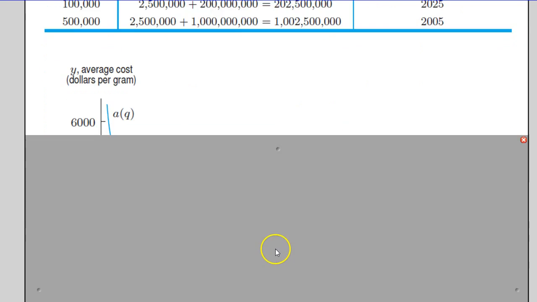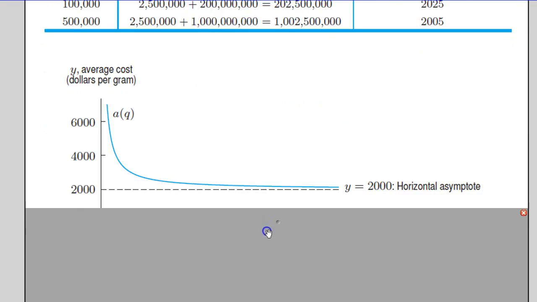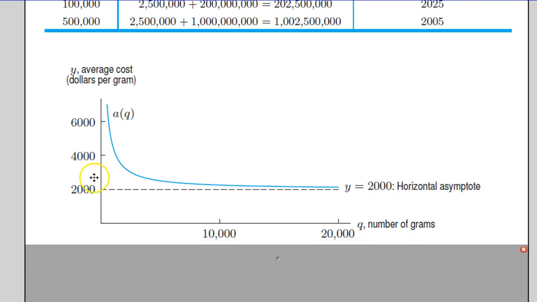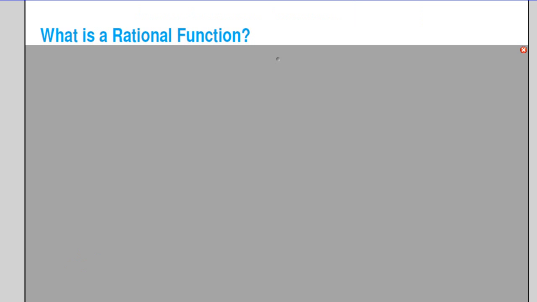If we take a look at the graph of the function, we see that the graph does not go below $2,000. In fact, we have a horizontal asymptote at y equals 2,000. We also have a vertical asymptote at x equals 0 because the cost would be ridiculously large to produce a very small amount of the drug. So back to our original topic, what is a rational function? The average cost function was actually an example of a rational function.